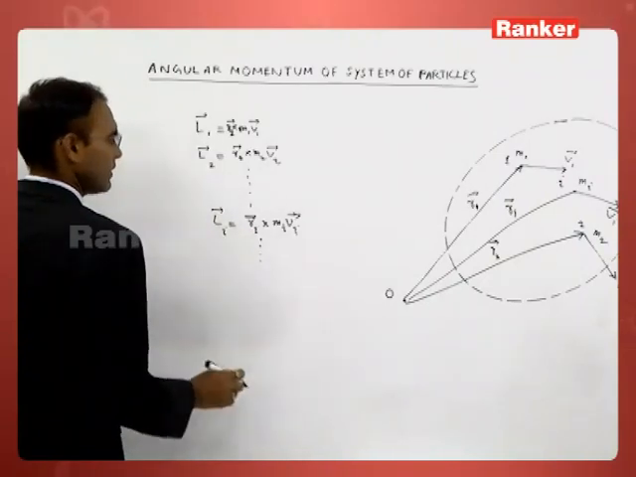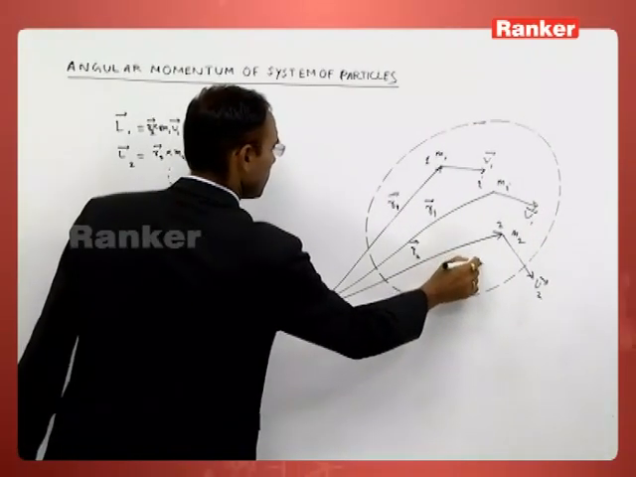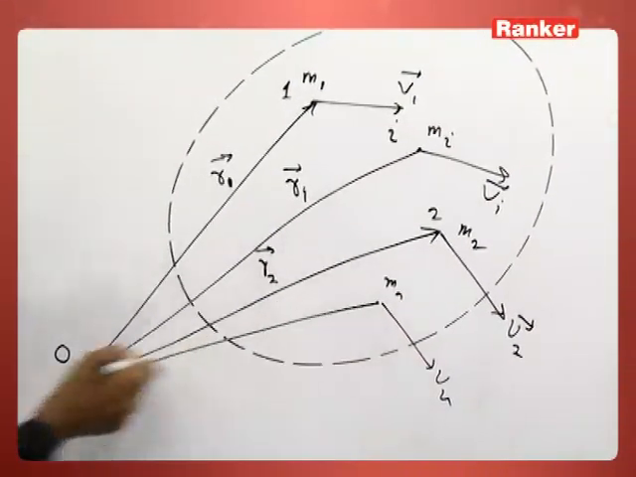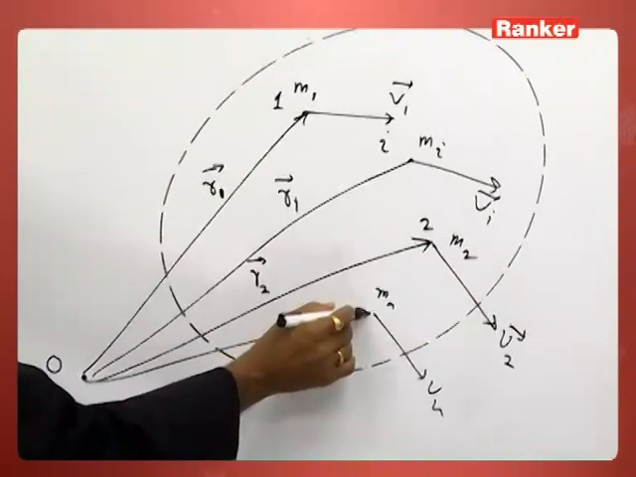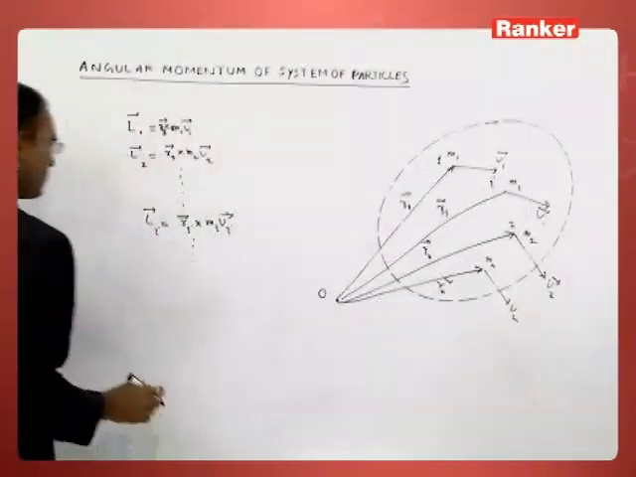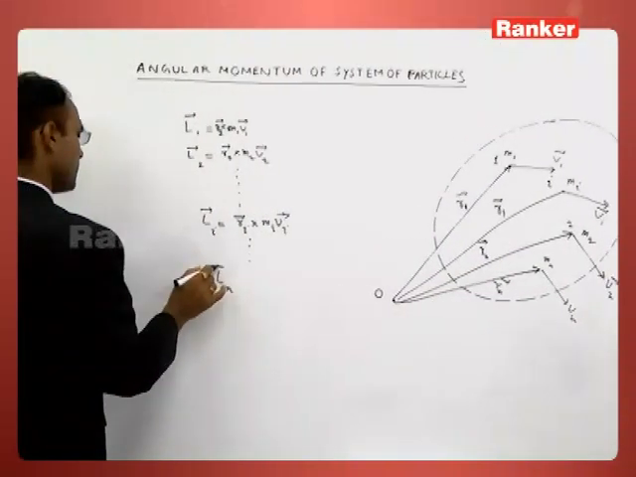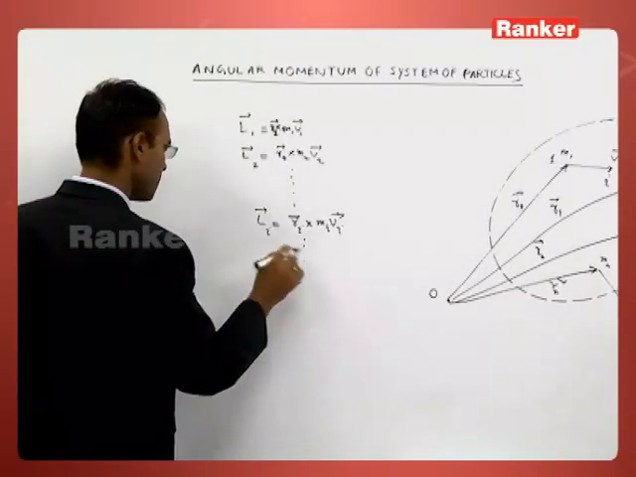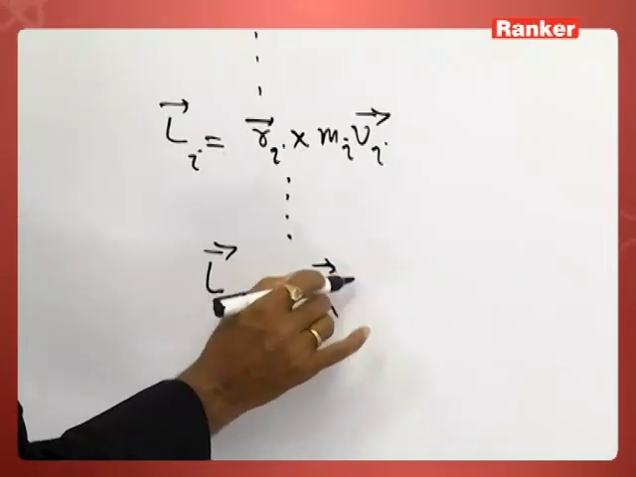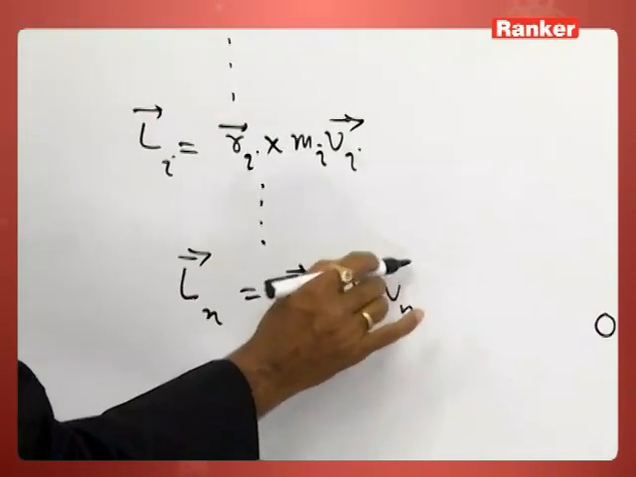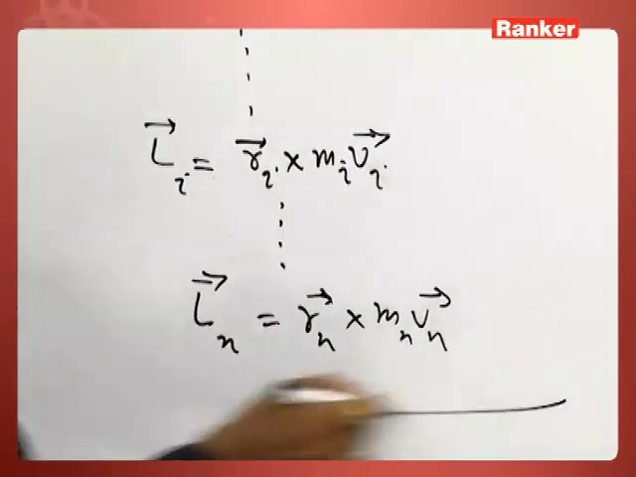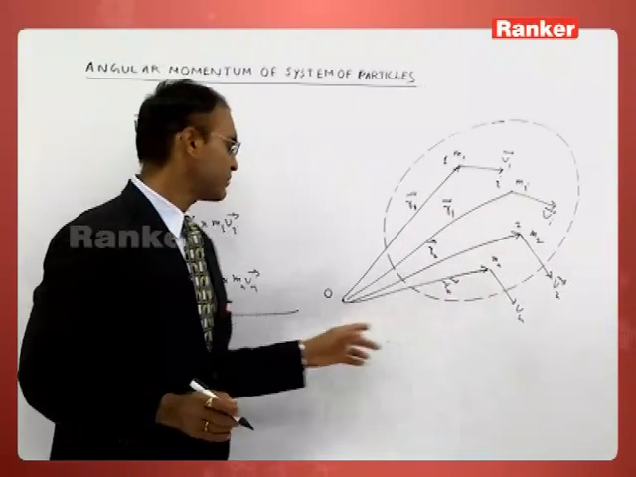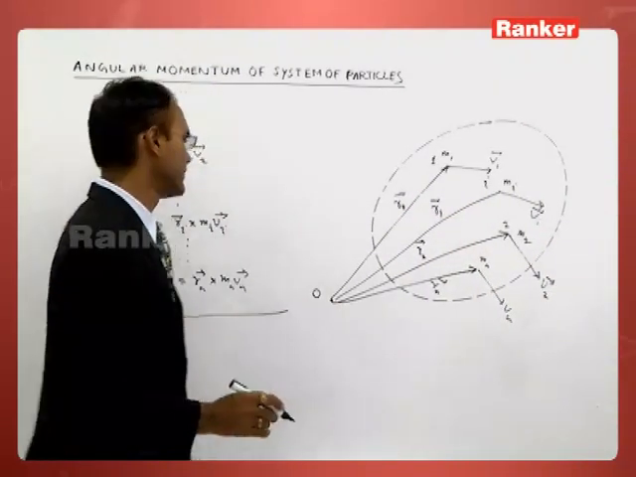In this way, the nth particle, which moves with the velocity vn and having the position vector rn, its angular momentum can be given as rn cross mn vn. We have to add all the angular momenta of all particles with respect to this reference point.